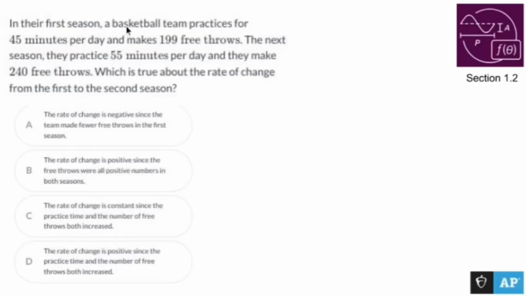In their first season, a basketball team practices for 45 minutes per day and makes 199 free throws. The next season, they practice 55 minutes per day and they make 240 free throws. Which is true about the rate of change from the first to the second season? So let's actually find the rate of change. Here's the formula for rate of change: f of b minus f of a over b minus a.